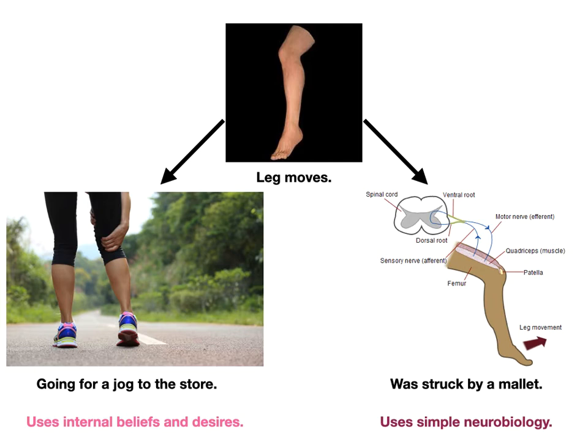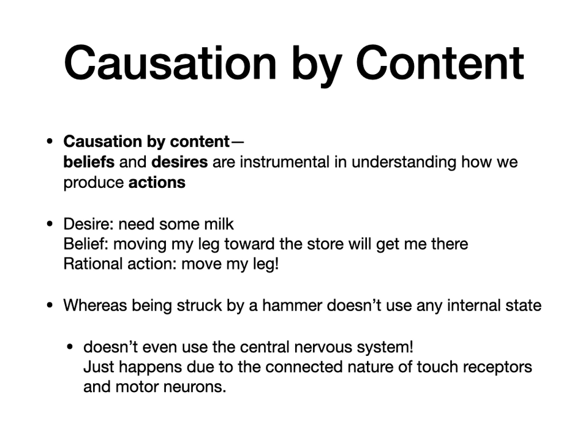So this leads us to something called the concept of causation by content. This is the idea that your beliefs and your desires, right? These internal mental tokens that you can use to create actions, the concepts that we are using internally, are what actually end up guiding our actions. So my desire, I need some milk, my belief, moving my leg toward the store will get me there. My rational action, the result, is move my leg.